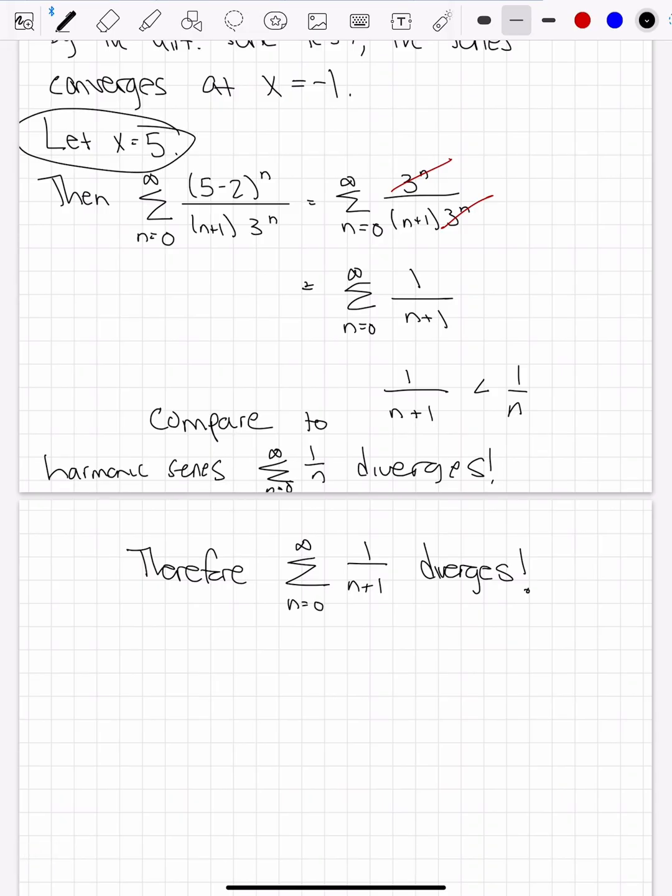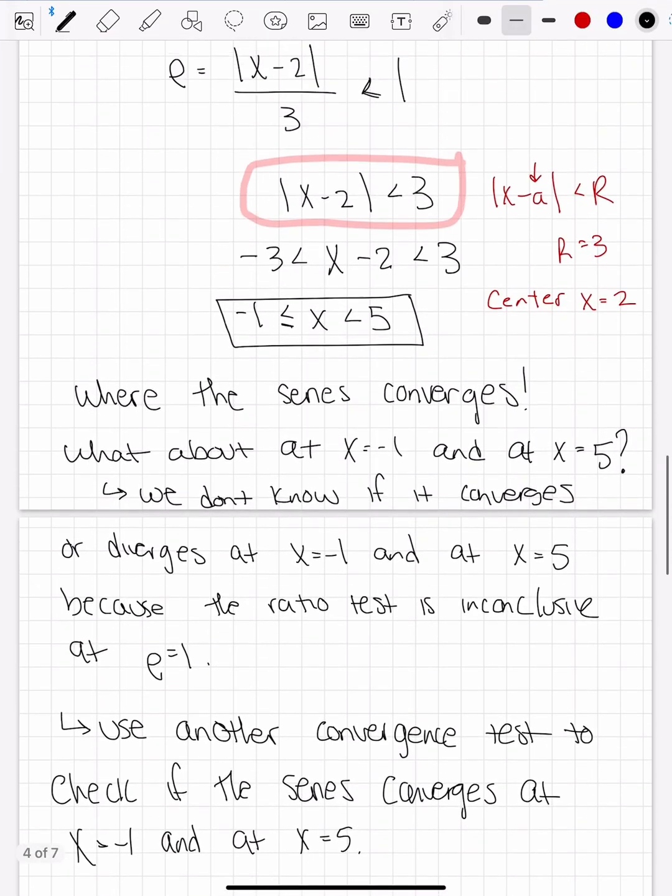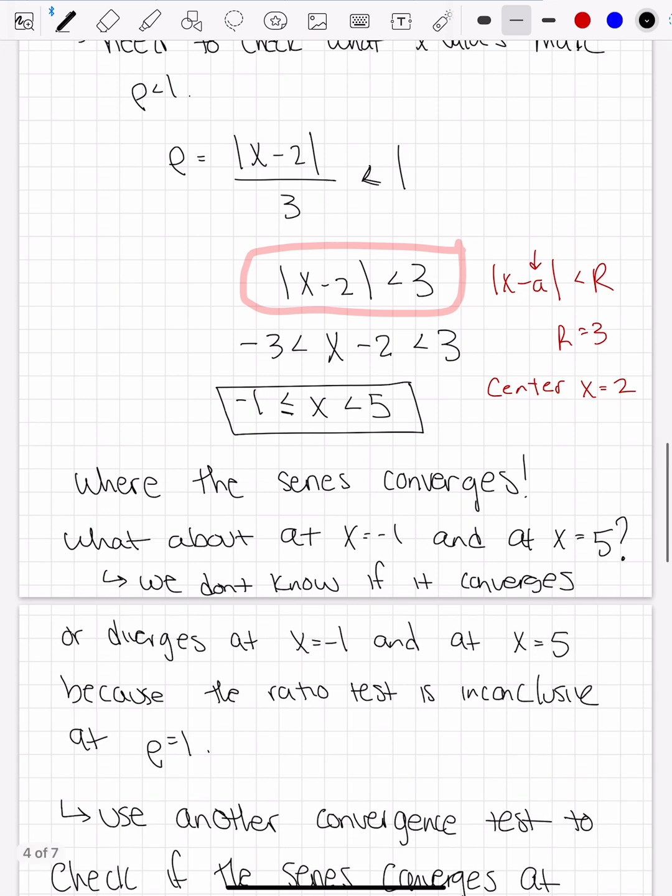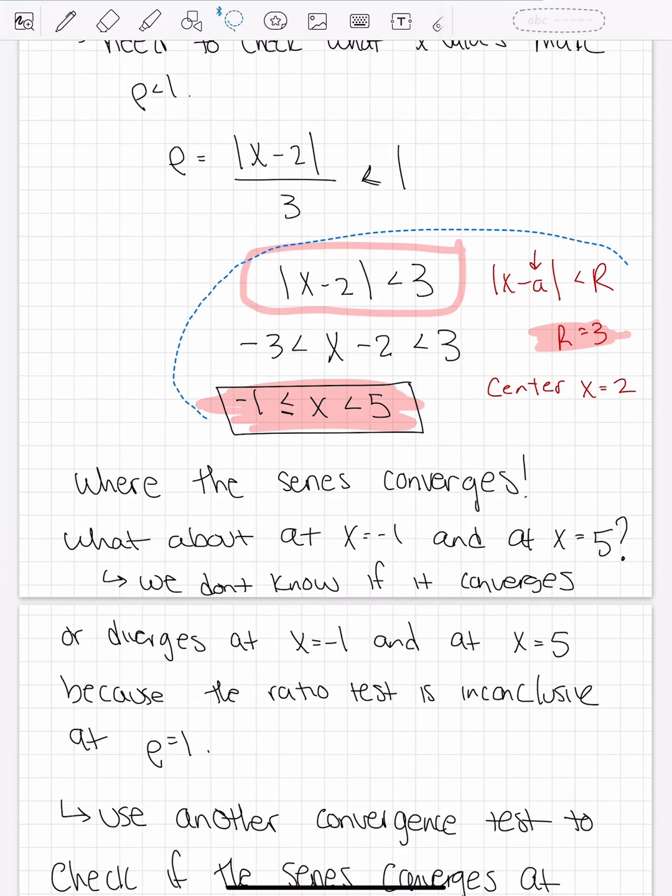So therefore, our interval of convergence in the end just ends up being -1 to 5, without including the 5. And our radius of convergence is 3. So just to make a point, let's copy this and bring it down.